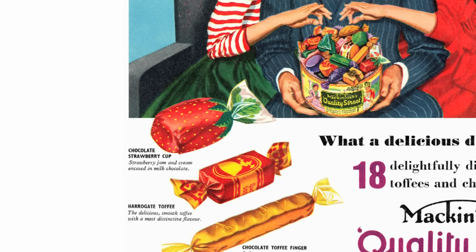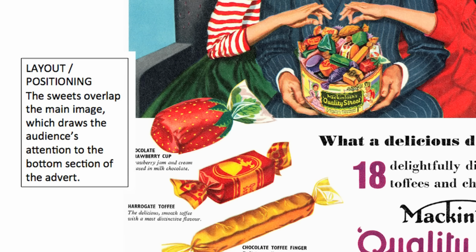The positioning of the sweets in the bottom left-hand corner overlap the image slightly, and the reason behind that is most likely to make sure that as the audience read the advert or look down the image, the use of that sweet just draws their eye down to the bottom of the advert, making sure that they read all the way down into the description. So it's a good way of linking the image at the top with the text at the bottom.